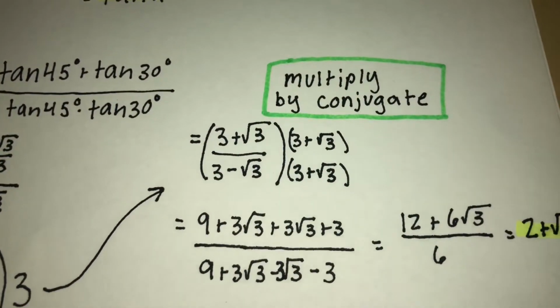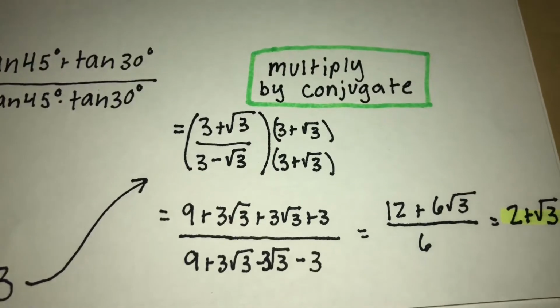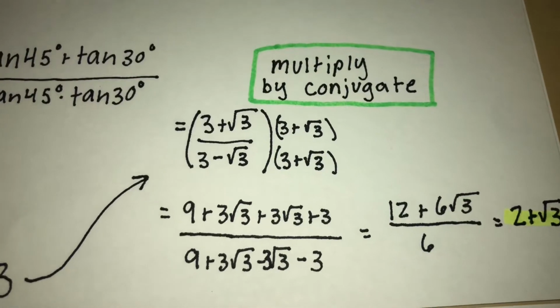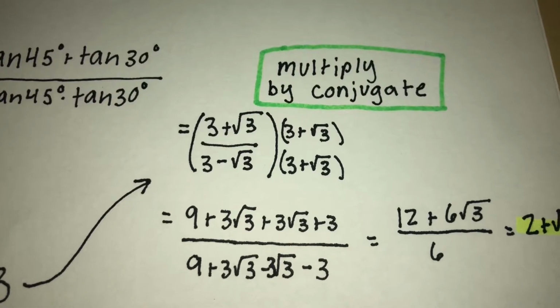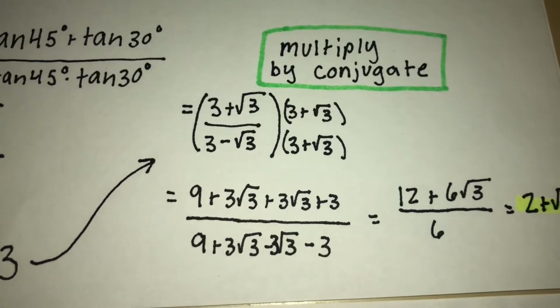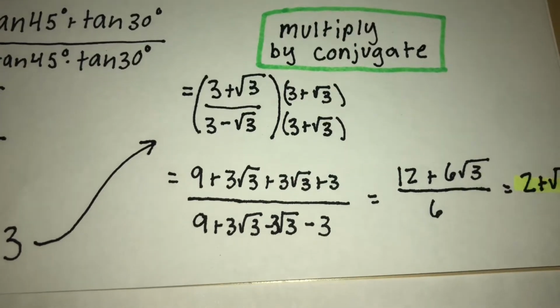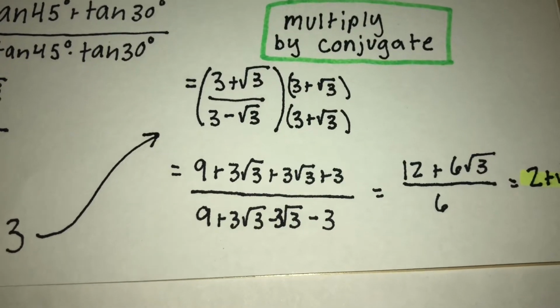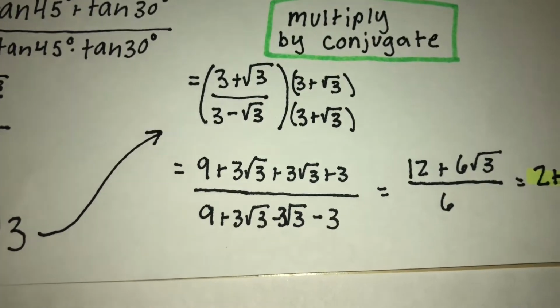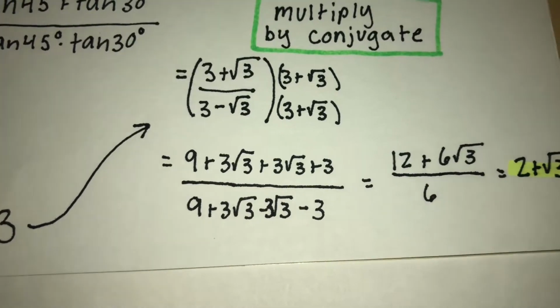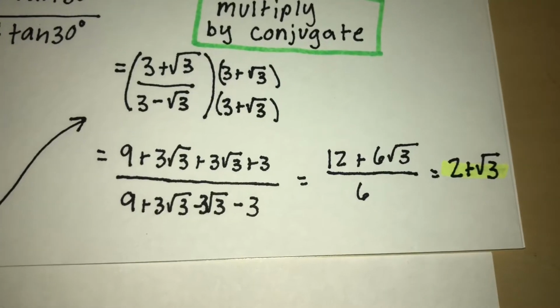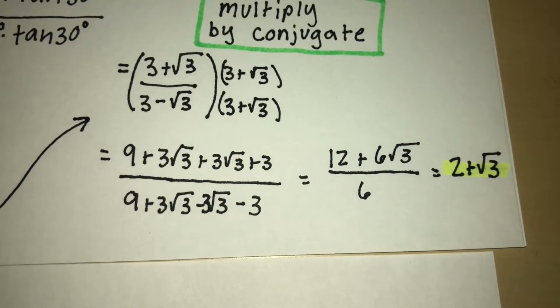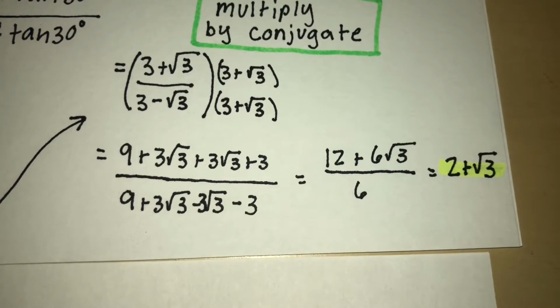And in order to get rid of the square root on the bottom, you're going to multiply by the conjugate pair, which is the same thing, but you change the sign. So then after you FOIL both the numerator and denominator out, you're going to get 9 plus 3 root 3 plus 3 root 3 plus 3 divided by 9 plus 3 root 3 minus 3 root 3 minus 3, giving you 12 plus 6 root 3 over 6 equals 2 plus root 3.